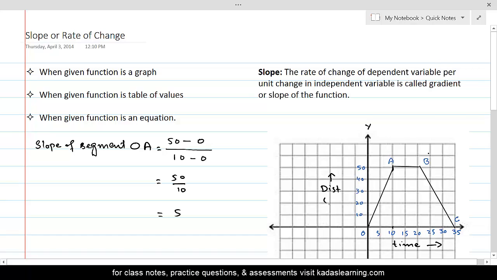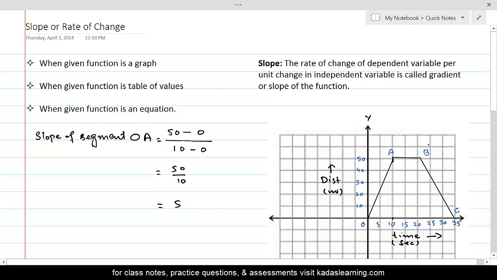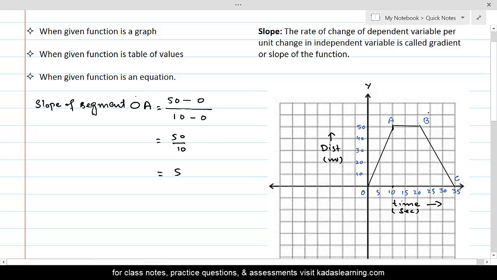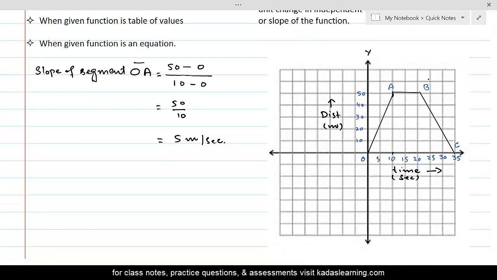If distance is measured in meters and time in seconds, then this slope of segment OA would be equal to 5 meters per second. The units suggest that we are talking about speed. So you can see that in this case, the slope of segment OA in fact gives us speed. Now let's find the slope of segment AB.